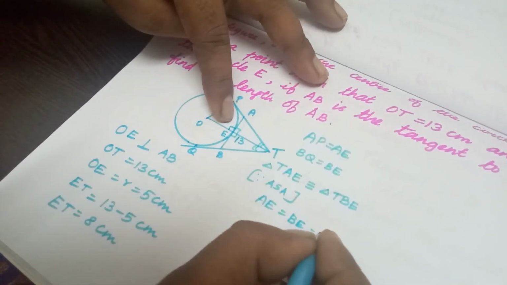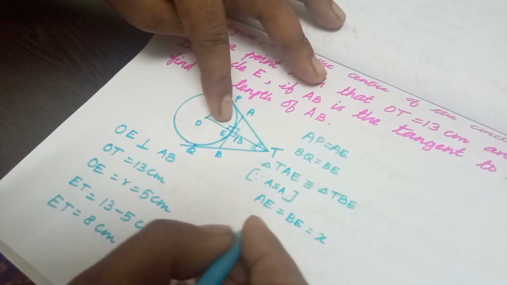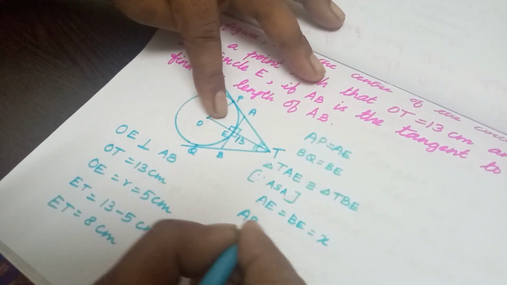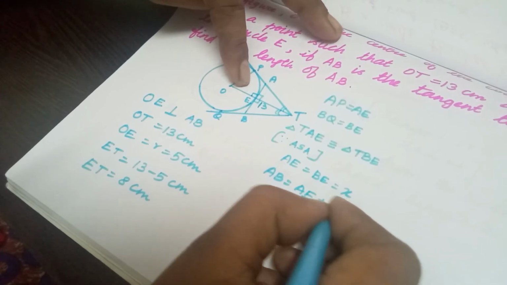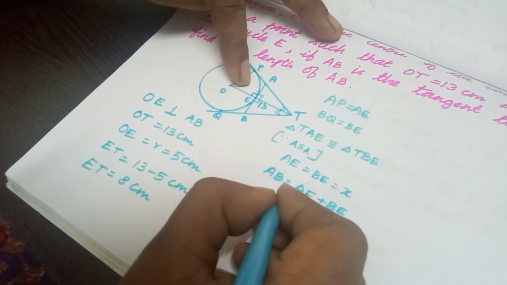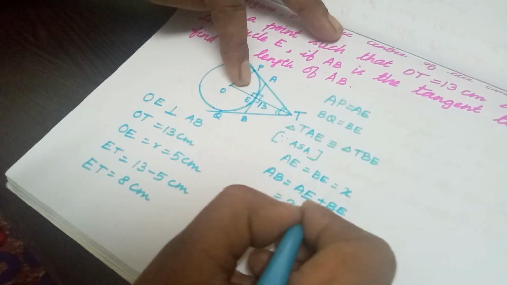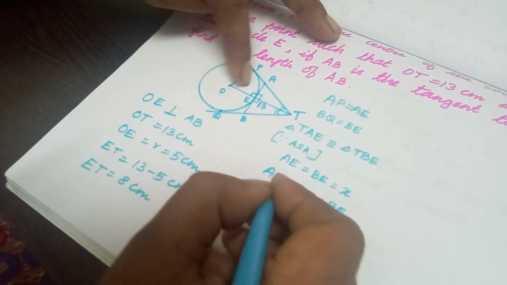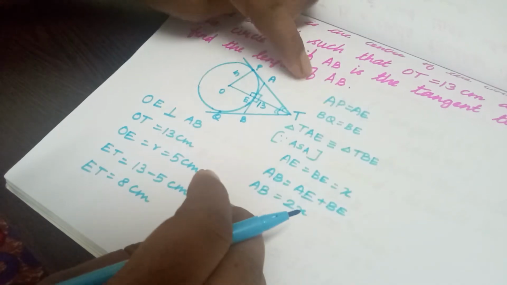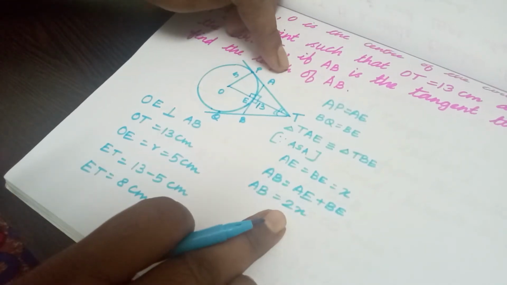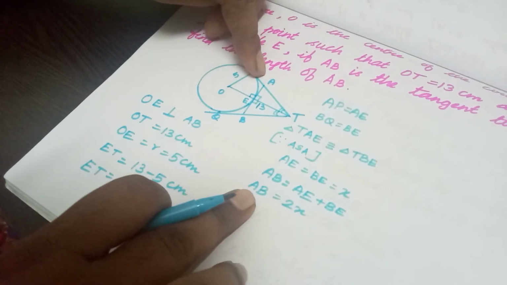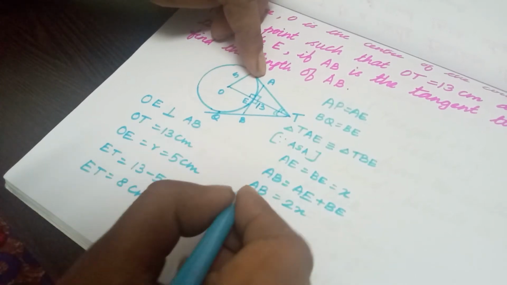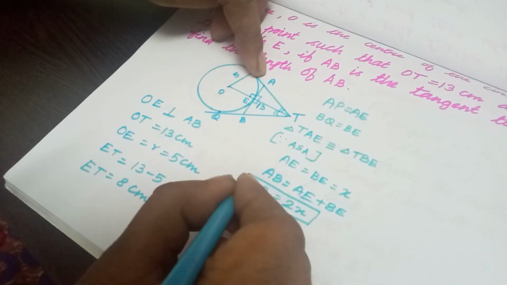So let us name it as x. So AB can be split as AE plus BE, which is x plus x, 2x. So we have to find the length of AB. We have to find 2x. That is, after finding x, we are going to know what AB is.